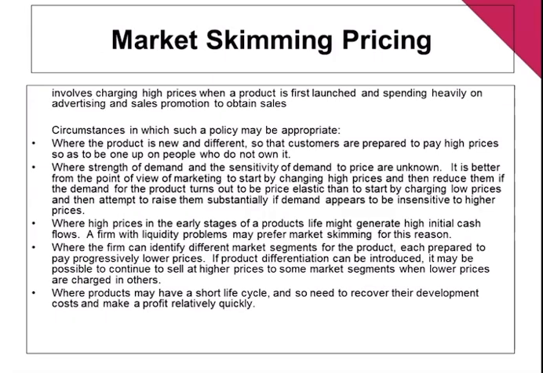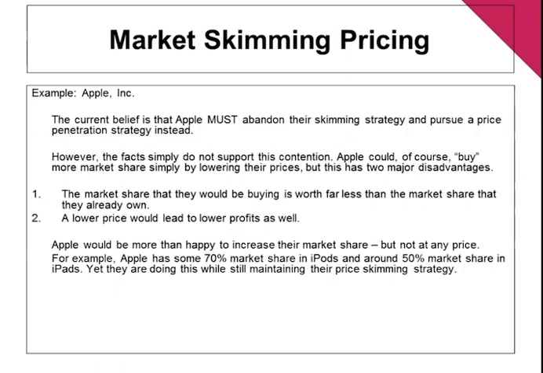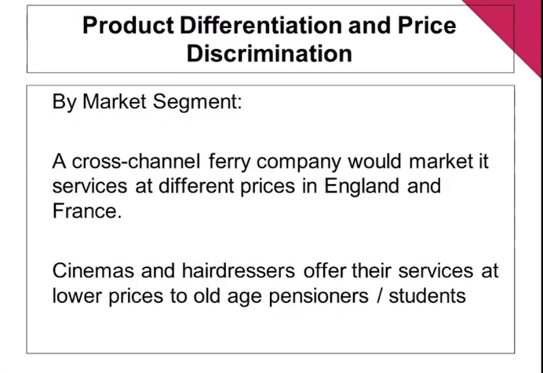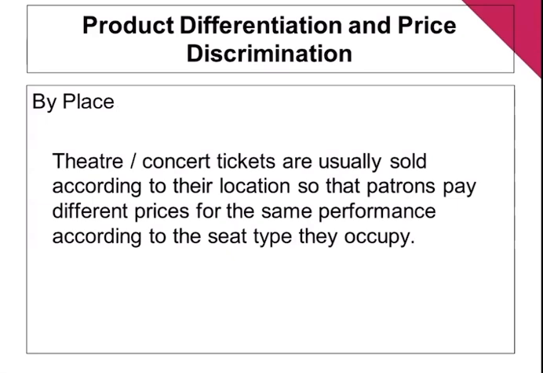Okay, same with market skimming. And then you're looking at things like differentiation and price discrimination, which can be about age, etc. Okay, so there you are. As I mentioned, age is that you have things like student discounts and for old age pensions. Okay, and there's some more.